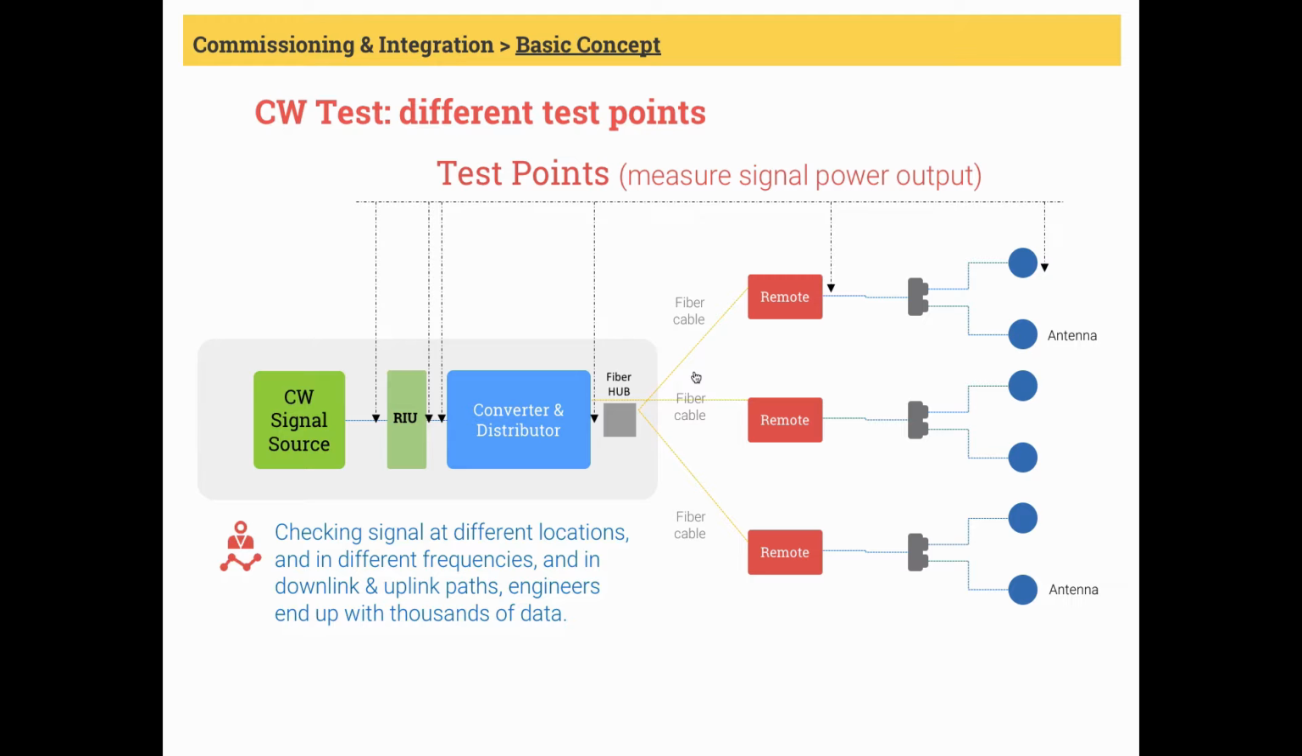One more thing, tools used for CW tests are CW signal source to feed signal, often called SIGGEN or signal generator. And to measure output, we use power meter or spectrum analyzer, also known as SPEC-A by the technicians and engineers.